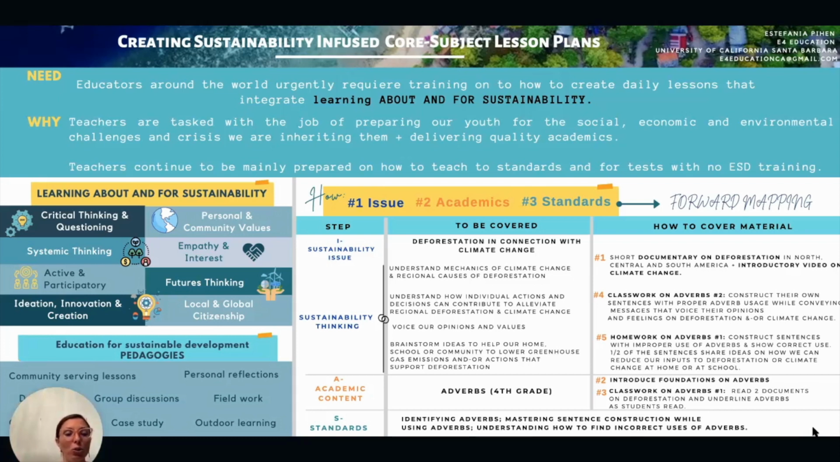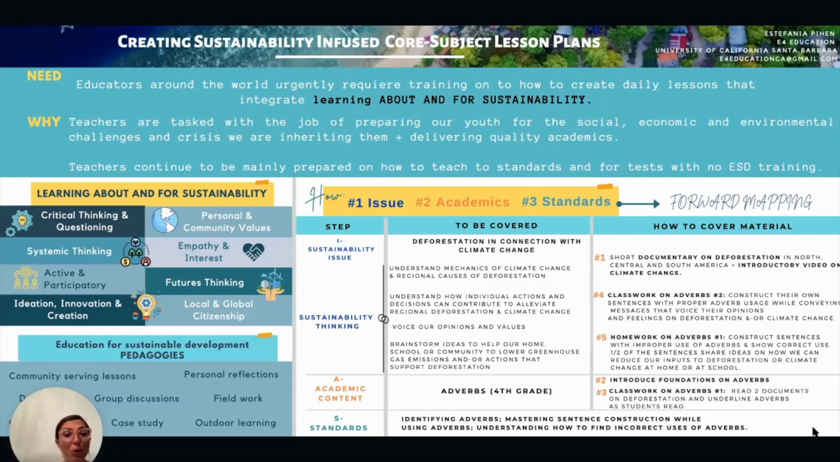It also includes cultivating empathy and interest, not only for local issues and local communities, but also for issues that perhaps seem very alien to them. But it's a very fundamental part of learning about and for sustainability. It also implies that students are given lots of platforms, spaces and moments so they can ideate, innovate and create, so they can feel like they are actual architects of solutions.